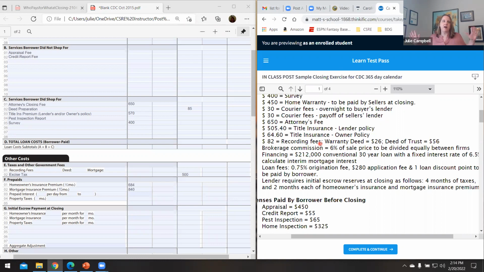Title insurance is a one-time fee. They don't have to renew it every year. They don't have to ever pay it again. One-time fee. It covers the lender for as long as there's a loan on the property. It covers the owner for as long as they own the property until they convey it. Questions on title insurance? Everybody good that the buyer gets to pay that?